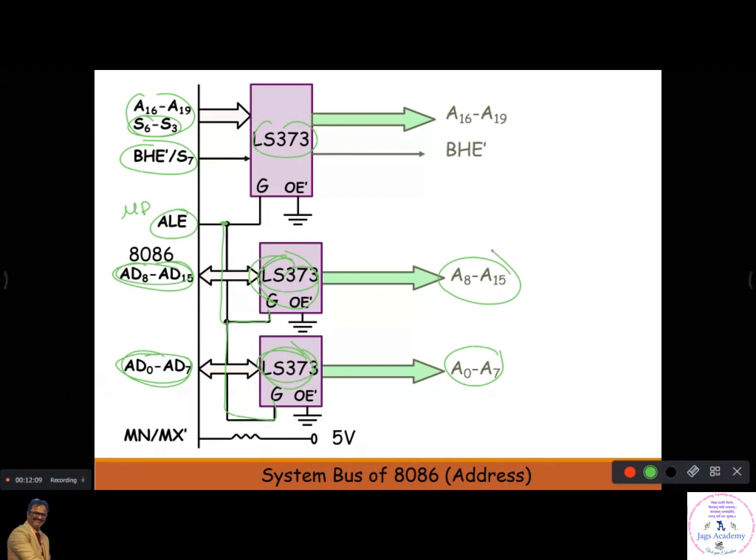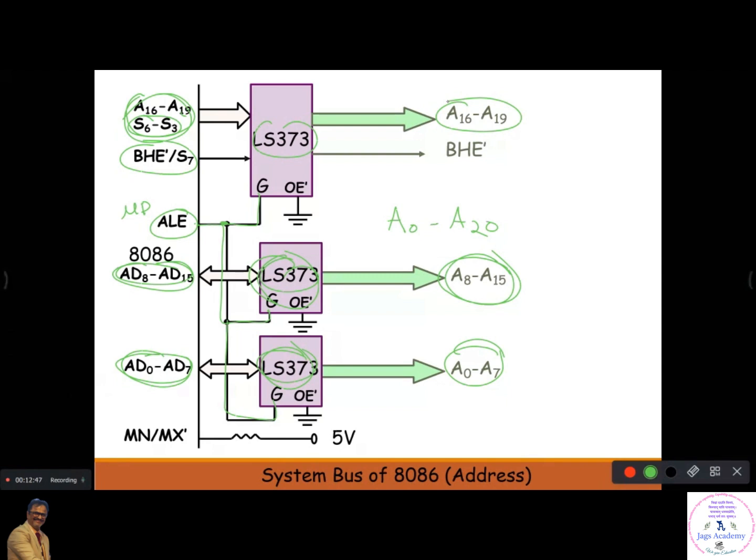Understood? Now, what about the remaining address lines? Because the microprocessor has address lines from A0 to A19. You have separated A0 to A15 here. What about A16, A17, A18 and A19? Those are also multiplexed, so there also you connect ALE and connect your address lines here, and they are separated as A16 to A19. This is also demultiplexed, and you get bus high enable separately. This is called demultiplexing.